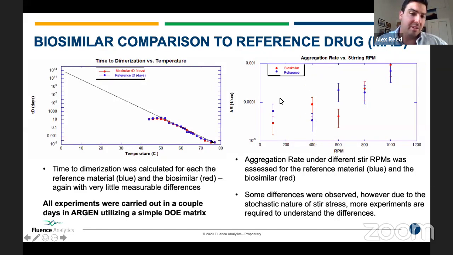And one last note is that all of these experiments were carried out just in a matter of a couple of days. So we were able to set up blocks of experiments in each of the cells and run and collect all this data. So it's pretty easy to put this type of study together using Rgen. Great, thanks. I'll hand off to Professor Reed now.